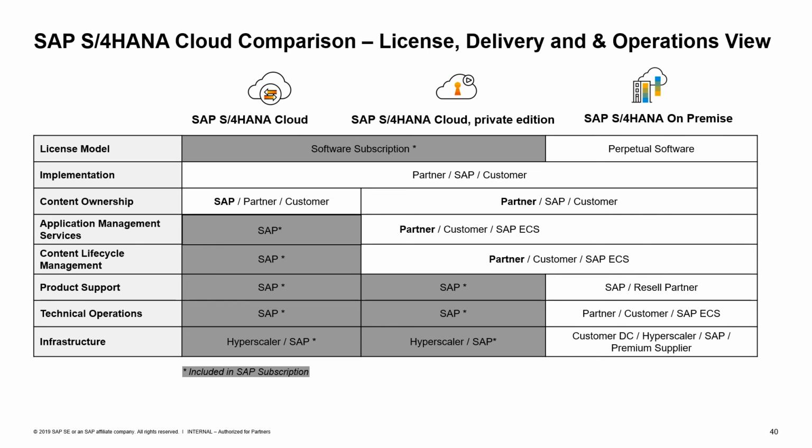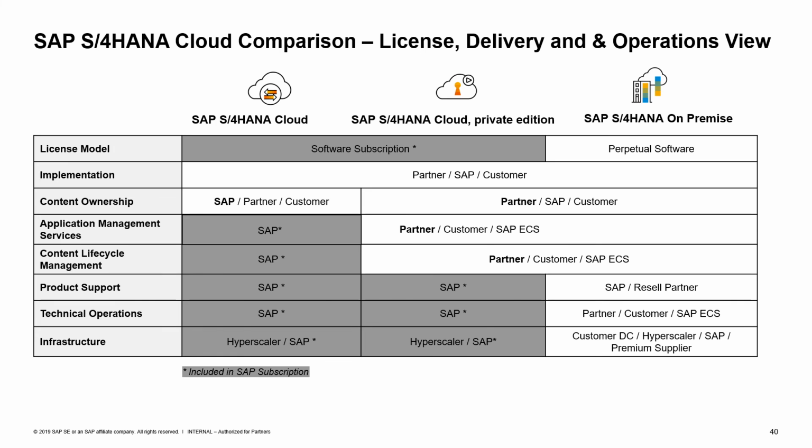Let's take a look at this again, but from a license delivery and operations point of view. So the license model is a subscription, right, for both private and public cloud. Implementation is done in a combination of partner, SAP, and the customer. So it's totally flexible. It's really customer first, partner centric. The content ownership for S4HANA Cloud is all three, same. The application managed services is done by SAP.